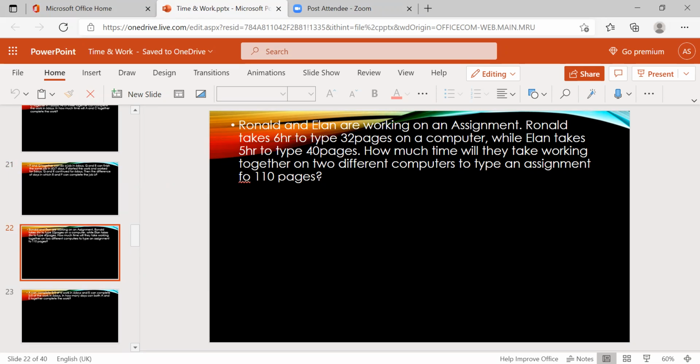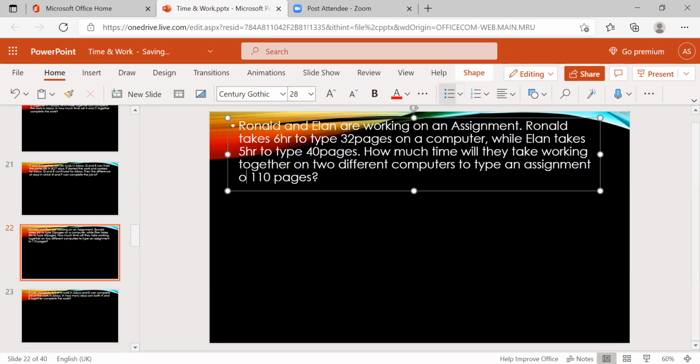Another interesting question. Ronald and Ellen are working on an assignment. Ronald takes 6 hours to complete 32 pages, while Ellen takes 5 hours to complete 40 pages. How much time will they take working together on 2 different computers to type an assignment of 110 pages? So this is a very simple, easiest question, but you need to understand what they've given here.